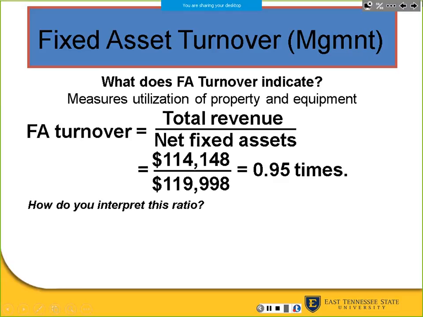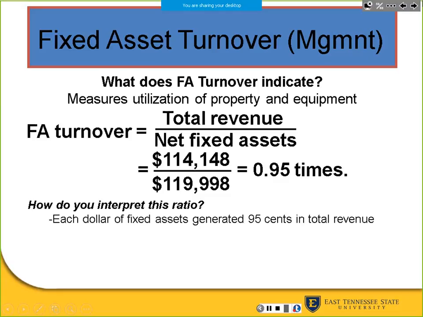So we're going to look at total revenue, 114,148. We're going to divide that by our net fixed assets. When we look at net fixed assets, we come to 119,998. If you're looking to see where I got that number, that's your net property and equipment. Those are things that are fixed. They don't change, so that's our net fixed assets. 119,998. We're going to come to 9.95 times.